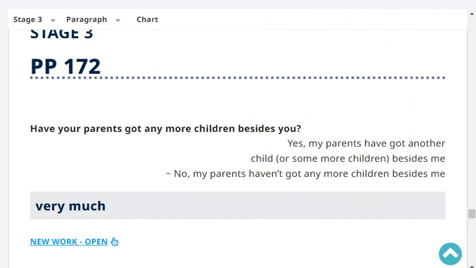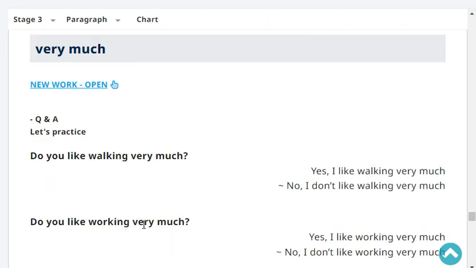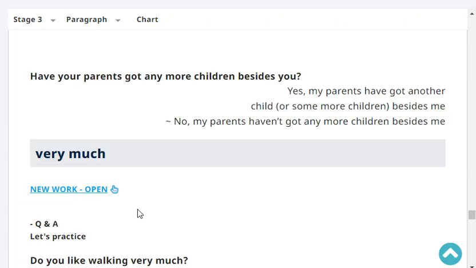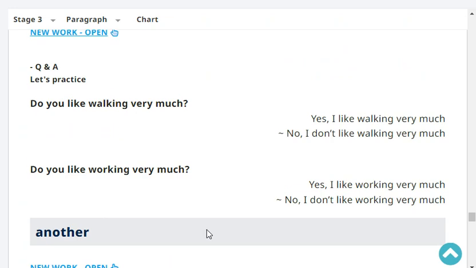Have your parents got any more children besides you? Yes or no? No, my parents haven't got any more children besides me. Very good. Do you like walking very much? Yes, I like walking very much. Do you like working very much? No, I don't like working very much.